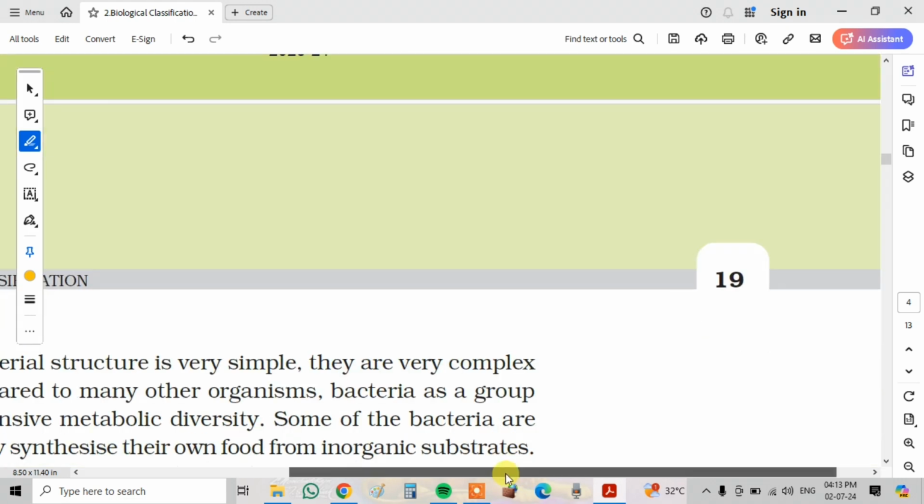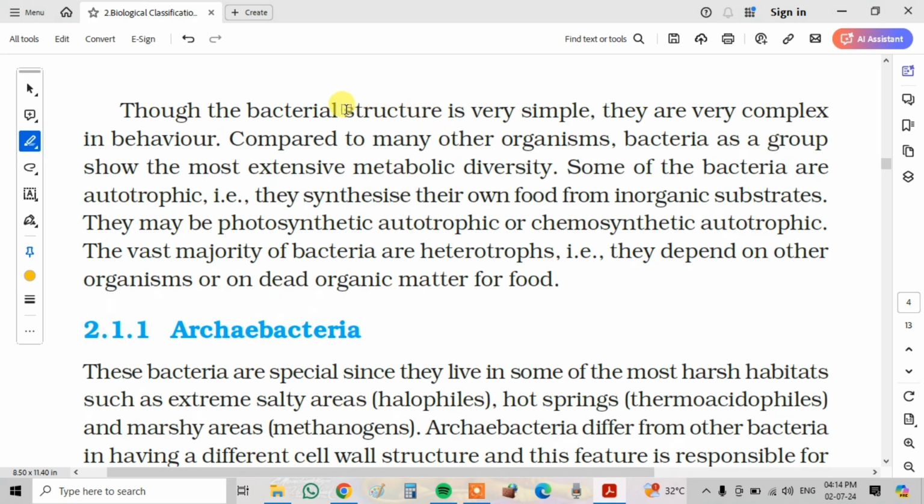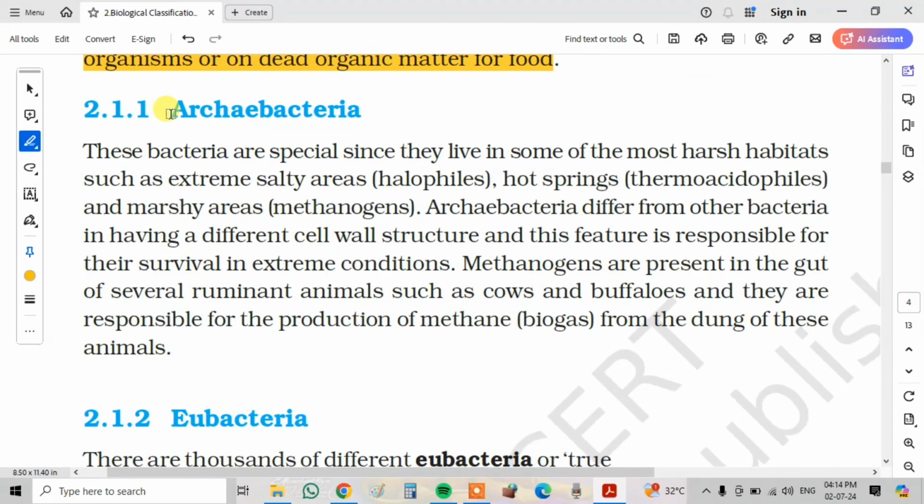Next, we will discuss the bacterial structures. The bacterial structure is very simple, but they are very complex in behavior. Compared to many other organisms, bacteria as a group show the most extensive metabolic diversity. Some of the bacteria are autotrophic and they synthesize their own food from inorganic substrates. They may be photosynthetic autotrophic or chemosynthetic autotrophic. The vast majority of bacteria are heterotrophs. They depend on other organisms or dead organic matter for food.